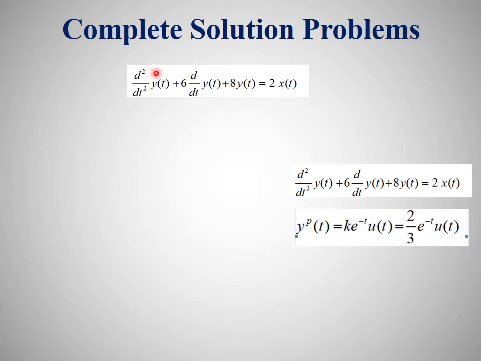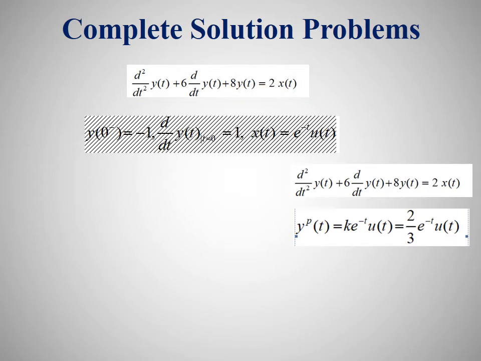The problem is d squared by dt squared y of t plus 6 into d by dt of y of t plus 8 into y of t is going to be equal to 2 into x of t. The initial conditions are given as y of 0 is minus 1, d by dt of y of t at t equal to 0 is 1, and x of t is going to be equal to e power minus t u of t. When we try to form the characteristic equation, we get r squared plus 6r plus 8 is equal to 0. Hence, the characteristic roots are r is equal to minus 4 and r is equal to minus 2.